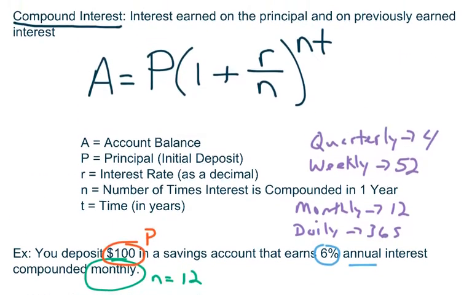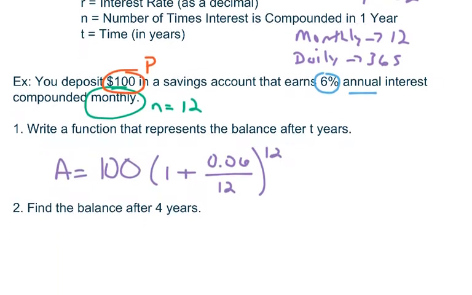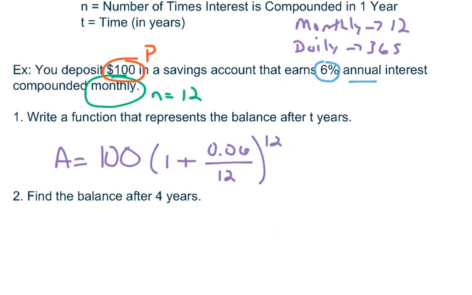Close the parenthesis, and then we got NT power. So our N value again is 12. These two numbers right here are always going to match because they are the same variable up there. Okay, so we have 0.06 over 12 to the 12 times T power. And I'm perfectly fine with you leaving your answer just like this. If I say write an equation and write a function that represents the balance, I am perfectly fine with this because this shows me you know exactly where everything goes and what everything represents.